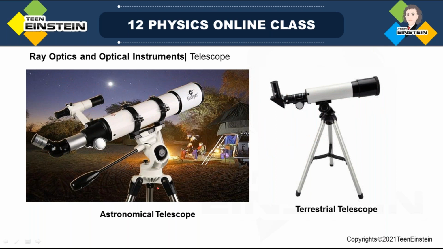Now these are a few figures you can see. This is the astronomical telescope. Generally in size, an astronomical telescope will be very huge. We'll discuss why it is so. And this is the terrestrial telescope. Generally they are comparatively smaller in size. So astronomical telescopes are sometimes very, very huge.